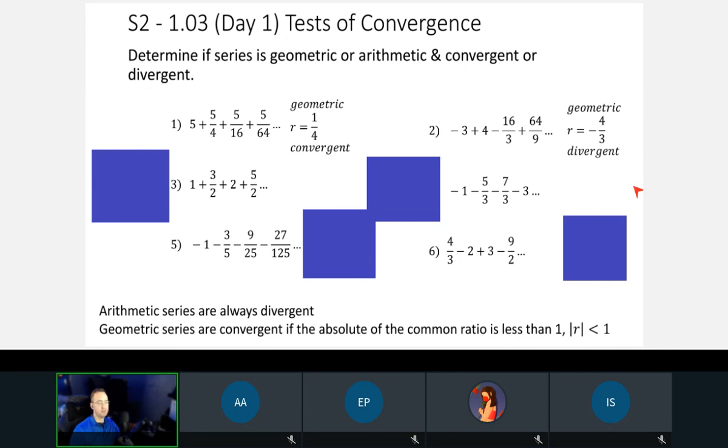All right, number 3. Arithmetic or geometric? Arithmetic, yeah. This one, looks like you're adding a half every single time. Yep, you're adding 1/2 every single time. And by definition, all arithmetic sequences are divergent.